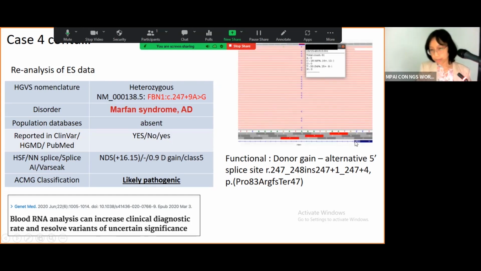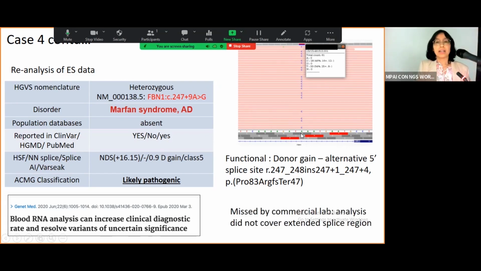So we see here that this is the exon-intron site, and this is the +9 variant. So why was this missed? Because many labs in the annotation pipeline do not annotate beyond the canonical splice site. But as we are a research lab, we always make it a point to look for and extend it. And so now we are looking at ±15 beyond the exon-intron boundaries.